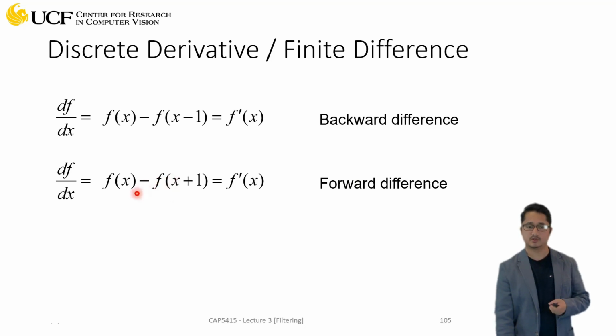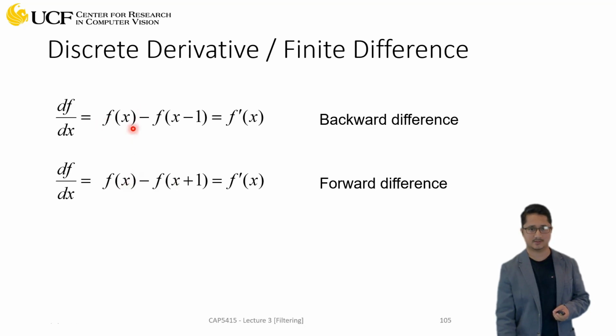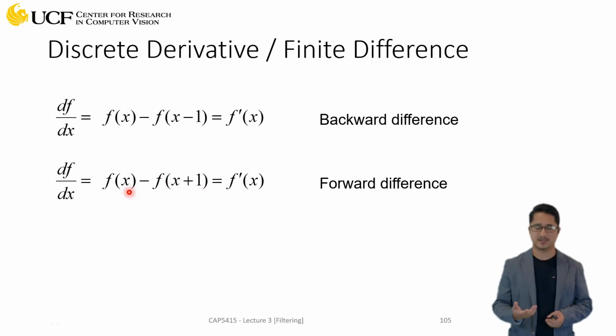All right. So if you think about it, x is kind of a parameter here, right? So it doesn't matter whether you do f(x) minus f(x minus 1) or f(x) minus f(x plus 1), because essentially you can get the same values depending upon at which step you are computing this derivative.